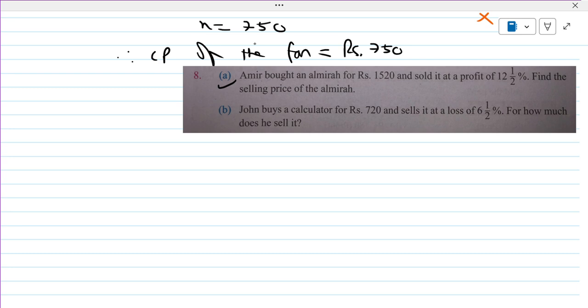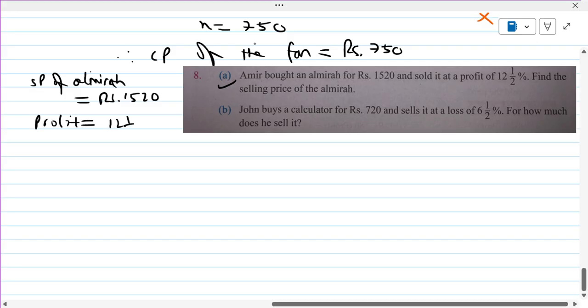So here the selling price of Almira, given here, rupees 1520, and he sold it getting 12.5%. So the profit percentage is 12 whole number 1 by 2 percentage. You can say 12.5 percentage, or you may turn it into an improper fraction. Let's try by converting into improper fraction. 12 twos are 24 and 1 is 25, so 25 by 2% is the profit percentage.